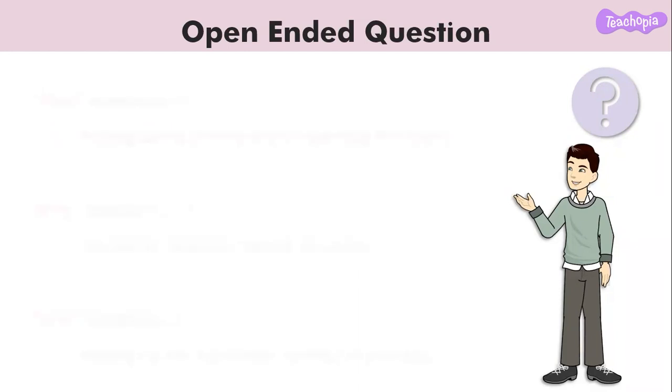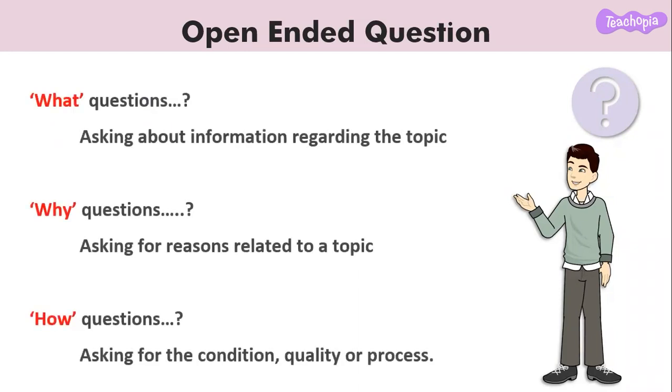And some of the question starters that we can use to frame open-ended questions would be like what, why, and how. Any question that starts with what would give us a lot of information regarding the topic that we are asking a question about. Like, what is a market? It gives us a complete explanation about what a market is.